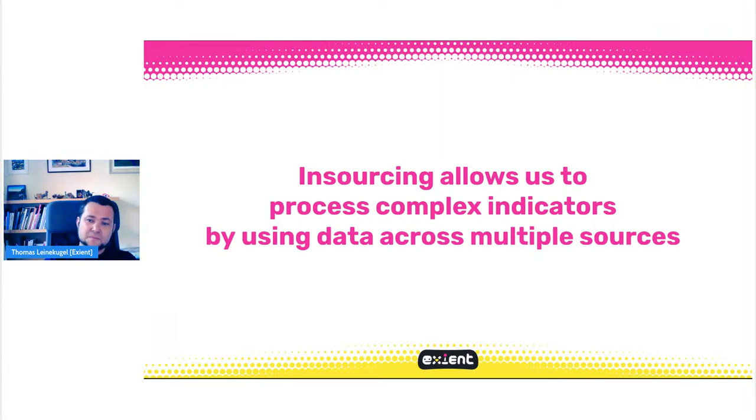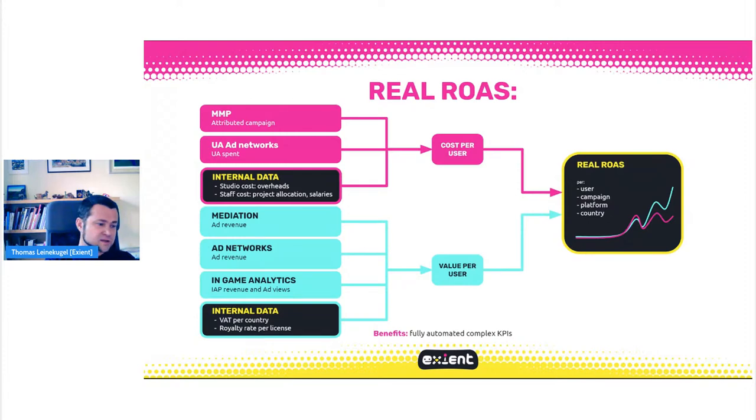So another benefit of that is our ability to process complex indicators. The one that comes to everyone's mind is ROAS. So here, we looked at different ROAS solutions, but none of them could go at the level of accuracy of ours, because here we're able to include internal data. Every month, our employees are basically filling up a spreadsheet with the time they spend on the different projects, that cost we can factor in into the cost of the project.